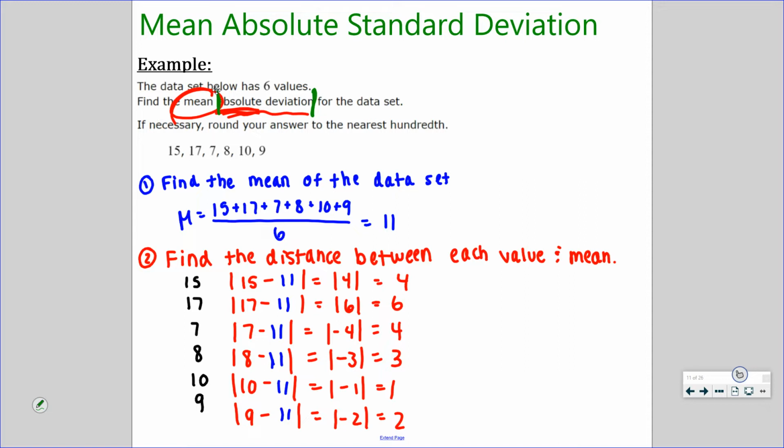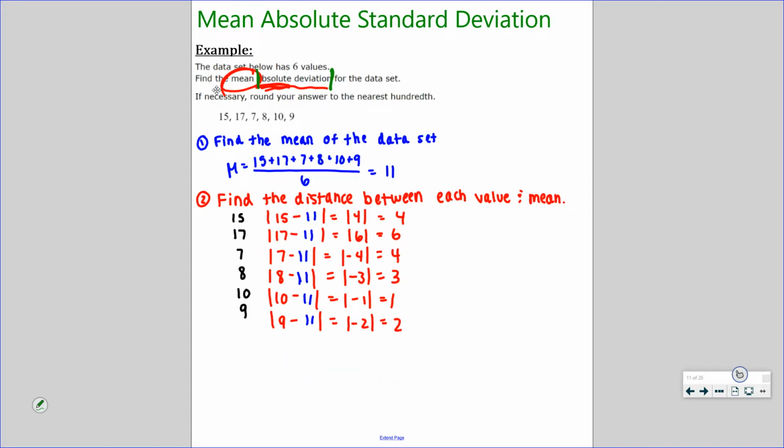So our third step here, we're almost done, is we got to calculate the mean of the distances from our mean, which we've already found in red right here. Calculate the mean of the distances.